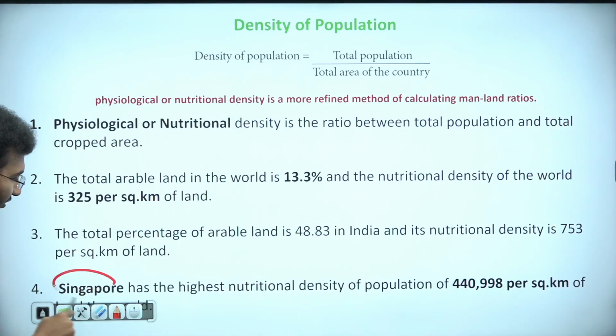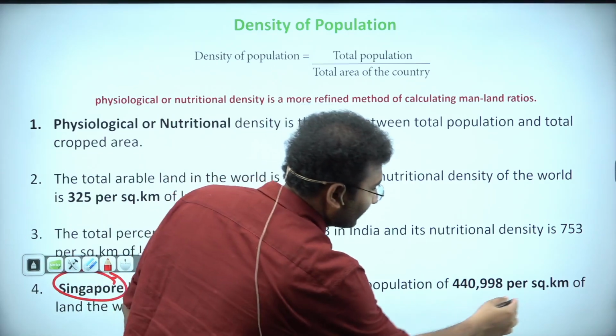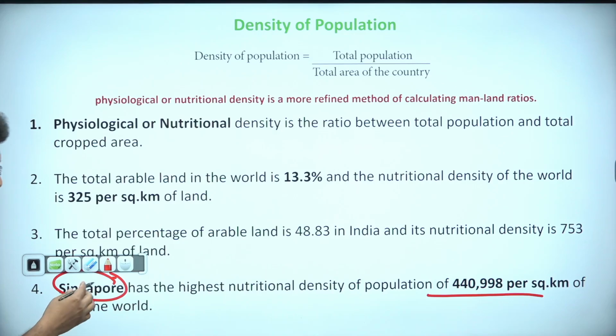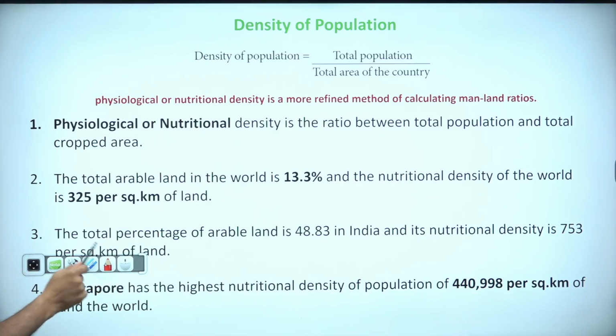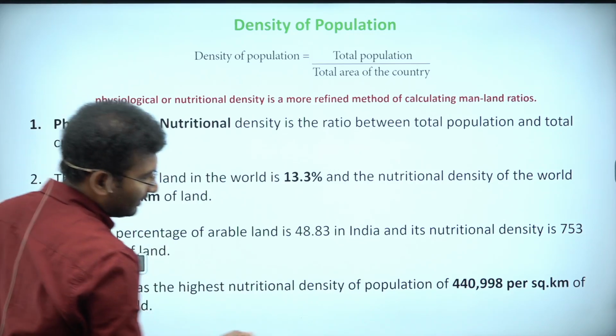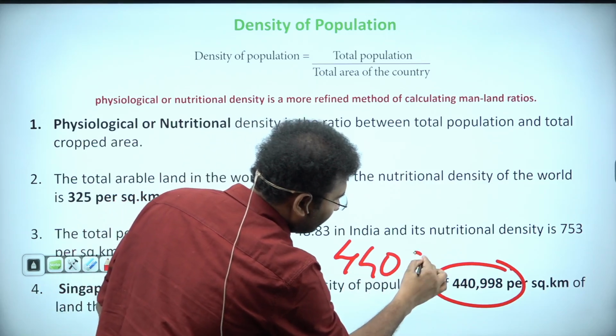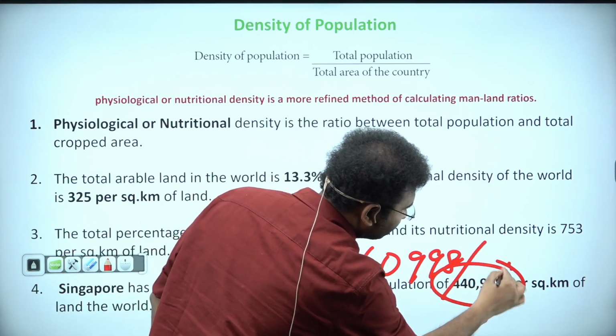But go to Singapore. The Singapore nutritional value is, just a minute, it is 440998 per square kilometers.